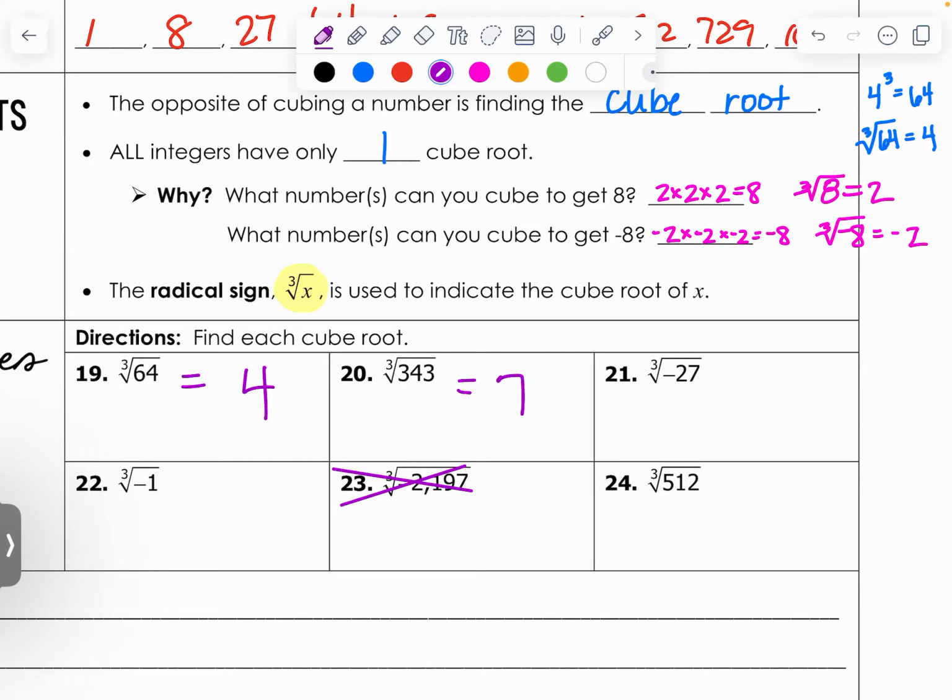Okay, be careful. The cube root of negative 27. Ooh, negative 3, I like it. Everybody, what's the cube root of negative 1? So what's the cube root of 512? 2.